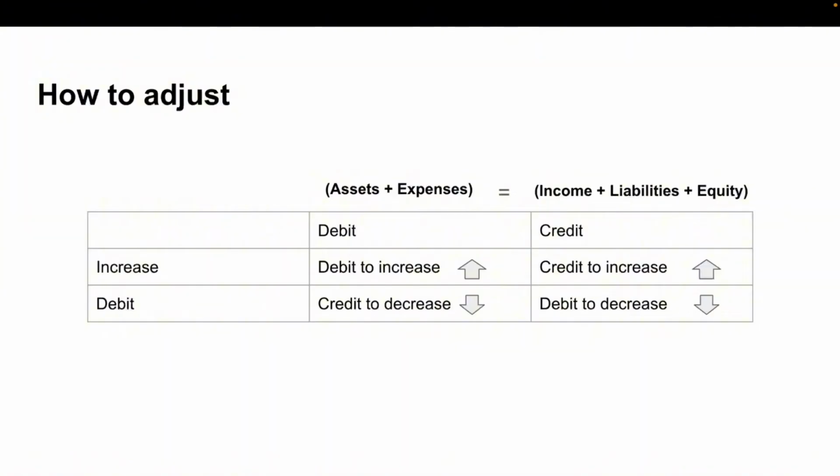To increase that, we say we've credited it, and to decrease that, we say that we've debited it. So it is a little bit confusing to get your head around. I would recommend writing down this little table in your book, just to try to wrap your head around it before we get into the first one.